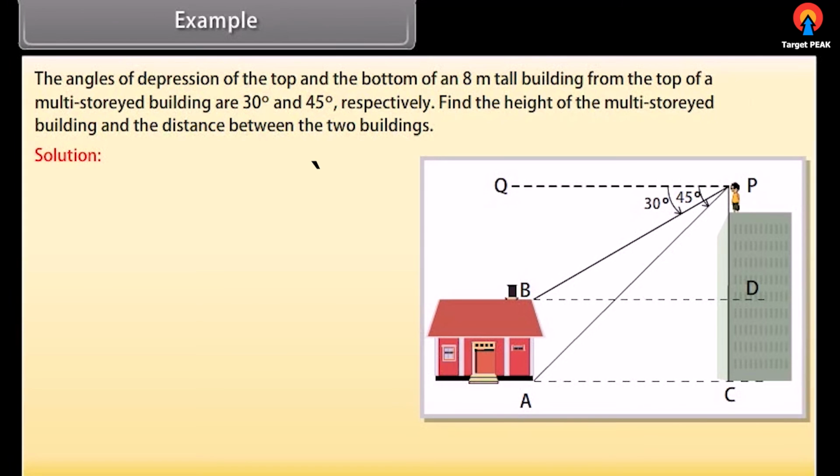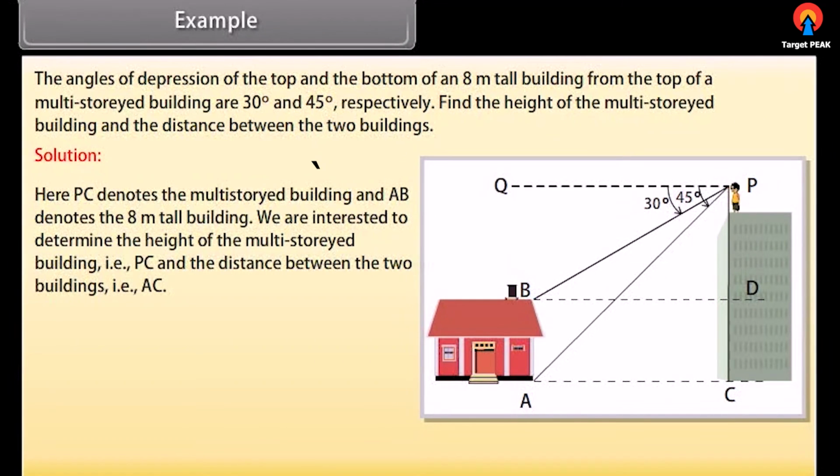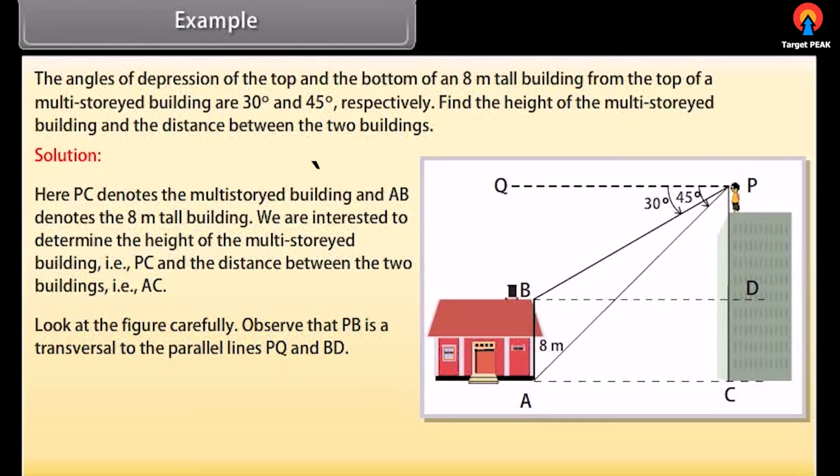Solution. Here PC denotes the multi-storied building and AB denotes the 8-meter tall building. We are interested in determining the height of the multi-storied building, that is PC, and the distance between the two buildings, that is AC. Look at the figure carefully.